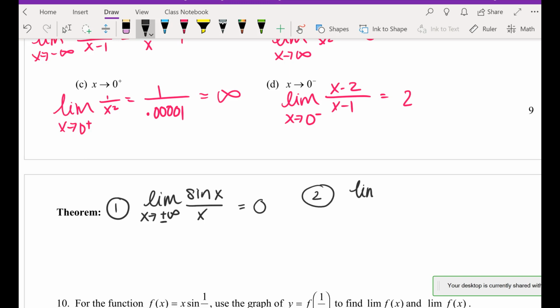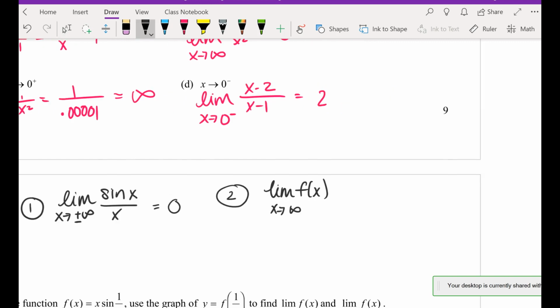Theorem number 2. The limit of f of x as x approaches positive infinity sometimes is pretty difficult to find. So when that is difficult to find, you can find the limit of f of 1 over x as x approaches 0 coming from the right. Those two are equivalent. Okay.